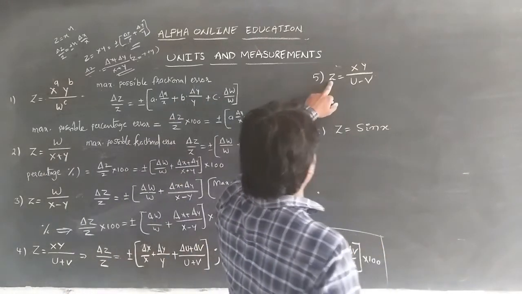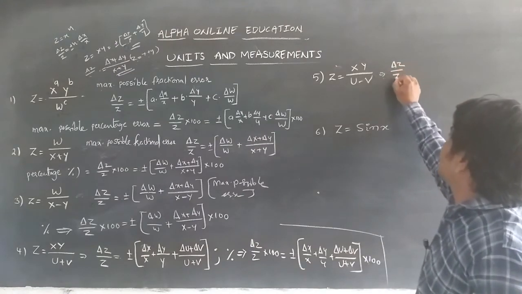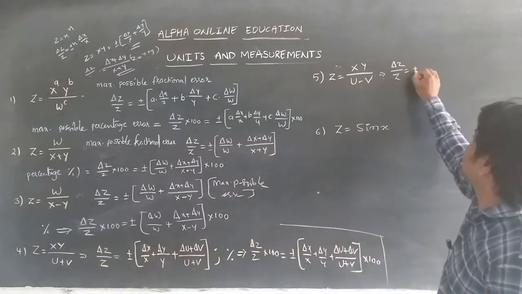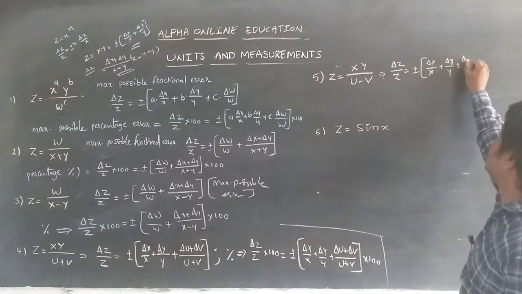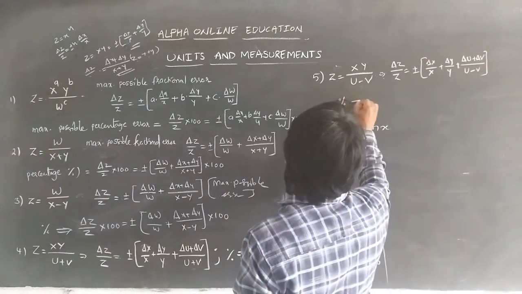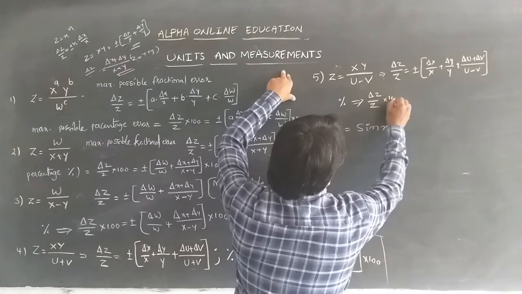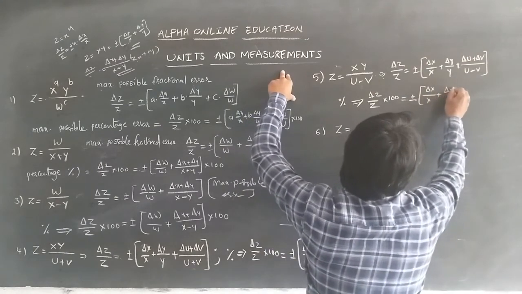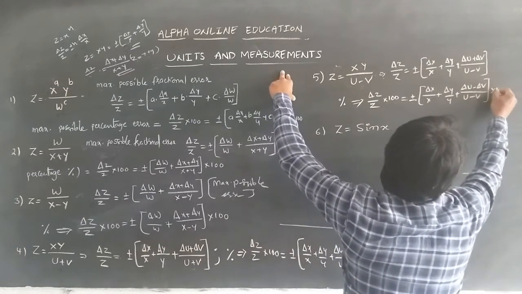The next one is z is equal to xy by u minus v. In the case of u minus v, we can write delta z by z the same way, but in the denominator we get u minus v. So plus or minus of delta x by x plus delta y by y plus delta u plus delta v by u minus v. To know the percentage for the maximum possible fractional error, delta z by z into 100 is equal to plus or minus of delta x by x plus delta y by y plus delta u plus delta v by u minus v, into 100.